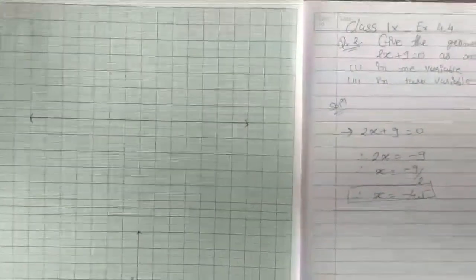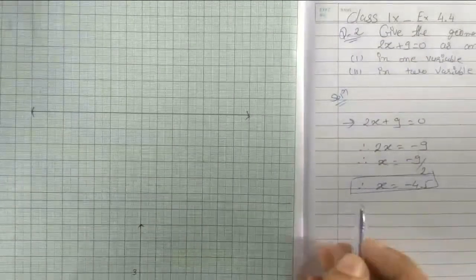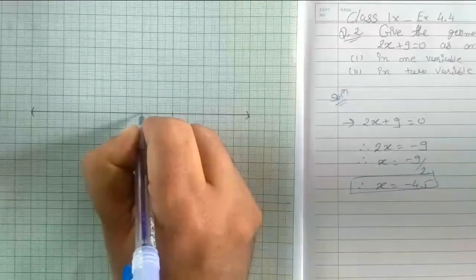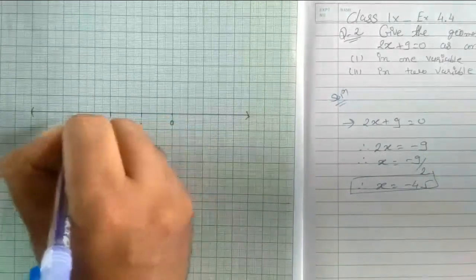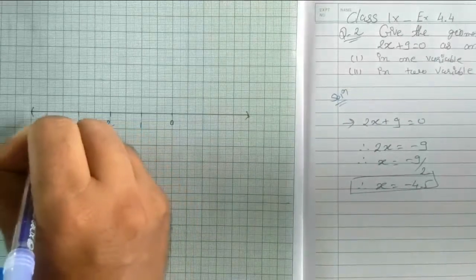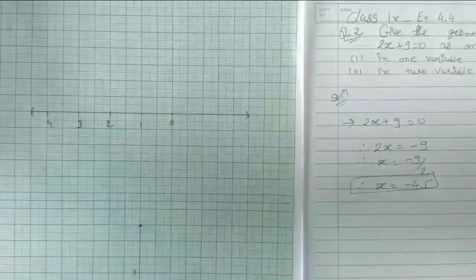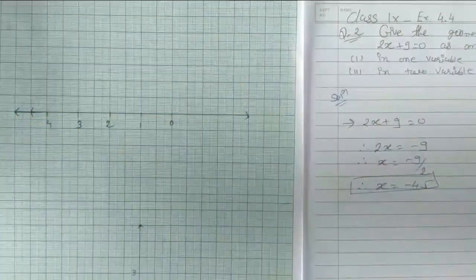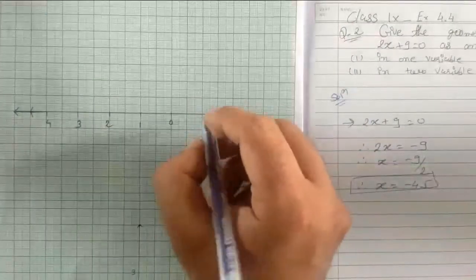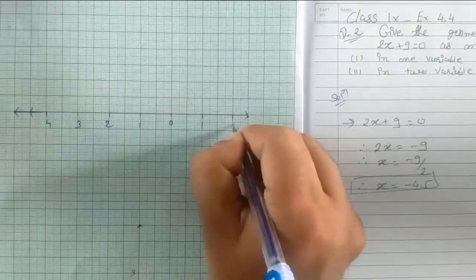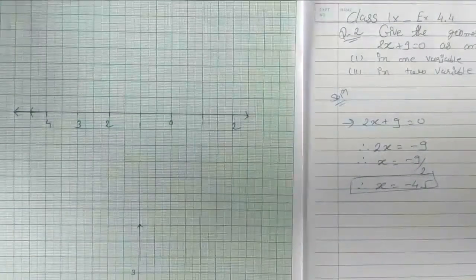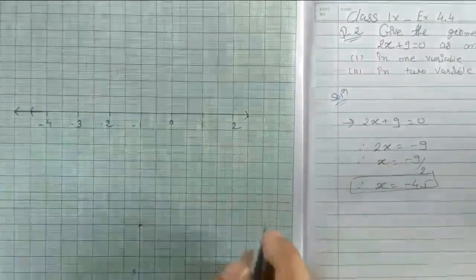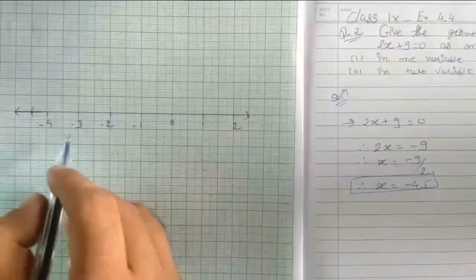Let us see here: 0, 1, 2, 3 and 4. We extend this a little, and on this side 1 and 2. So we can say that these are all negative, because the left-hand side of 0 will be negative.